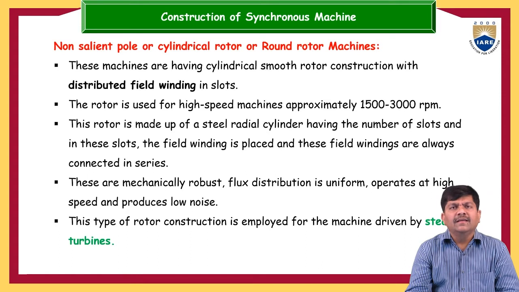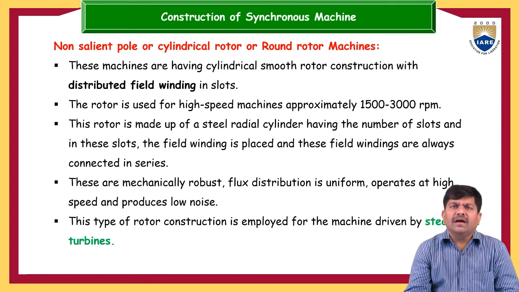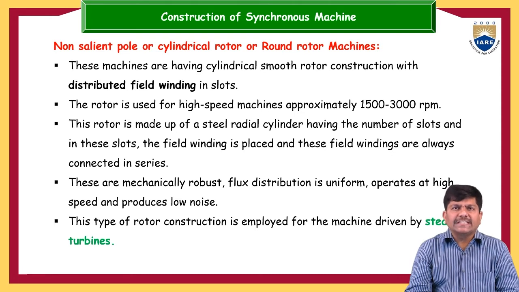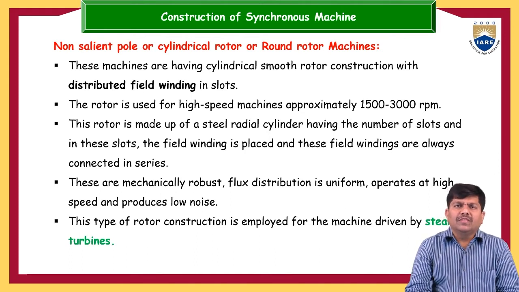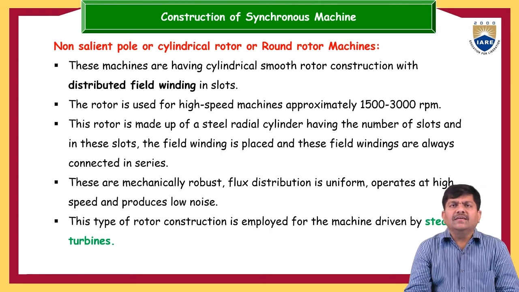But here in the cylindrical type rotor, the windings are distributed field windings, and evenly distributed in the slots of the periphery. The rotor is used for high speed because it is highly balanced. Because of this, there is no speed restriction that the rotor suffers. That's why the speed is approximately 1500 to 3000 RPM. Up to that speed also, without any hazard, we can run the alternator. That is a very important point.